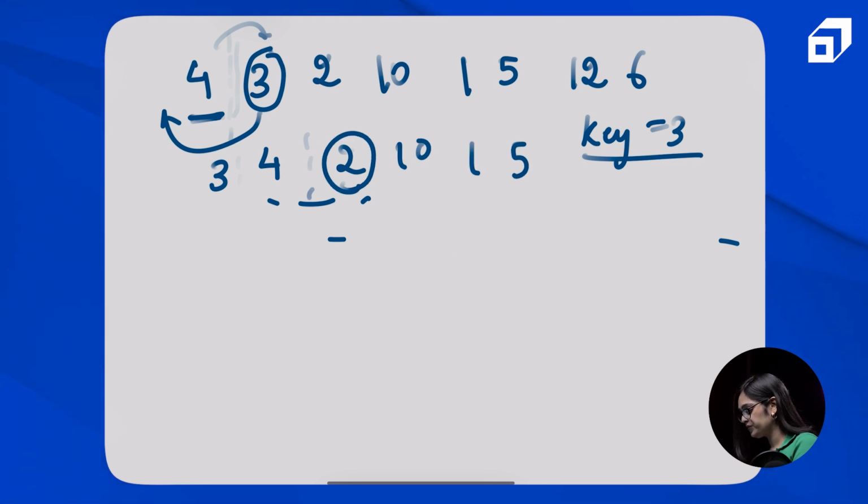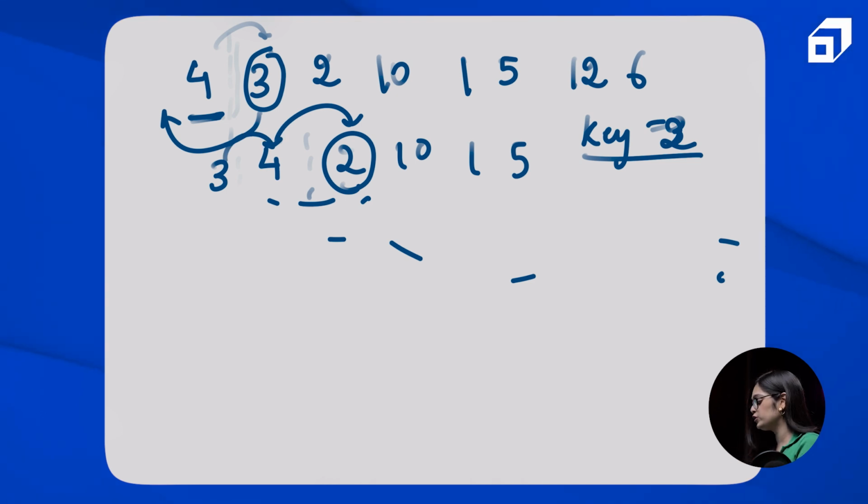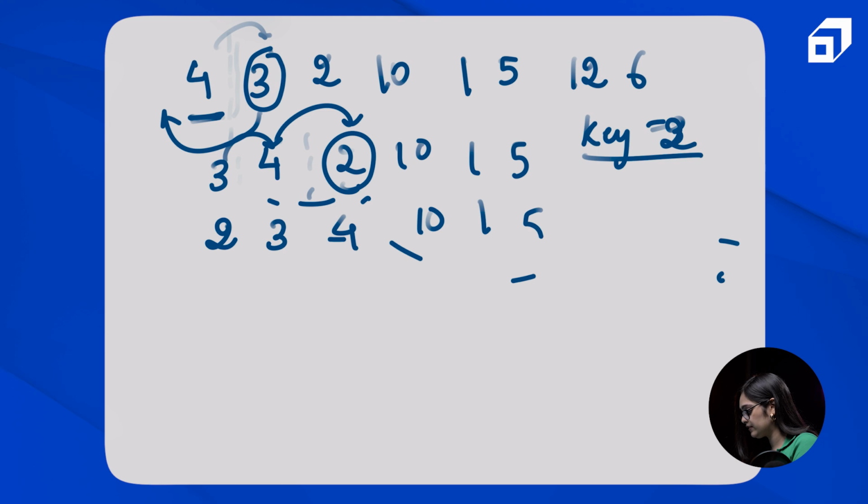We pick up 2. Our key becomes 2. We move 4 here, we move 3 here. Both of them were greater than 2, so we move both of them one step ahead. And we find the right place for 2, which is the first index. So this is how our array looks like.